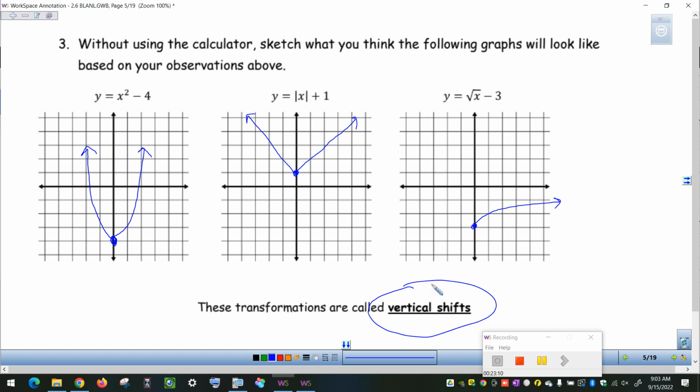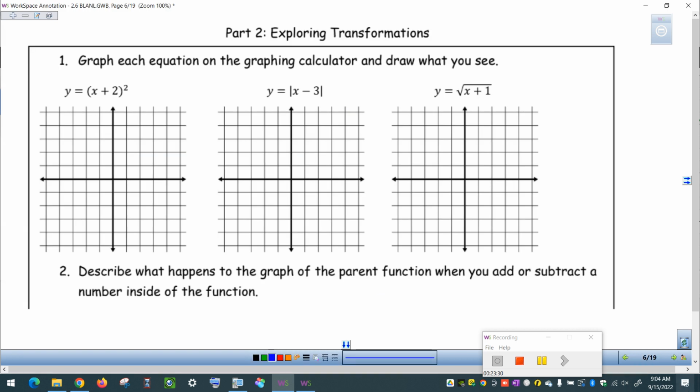All right, let's go ahead and turn our page over. We're going to take a look at part 2, and we're going to go through the same sort of set of steps here. So you're going to graph each equation on either your graphing calculator or Desmos, and then you're going to draw what you see. And what I want you to notice on this one, the format of the addition and subtraction, it is different from what we did before, because notice how here, we're adding inside of the function. So it's inside the parentheses. We're subtracting inside the absolute value. We're adding a number inside of the square root part.